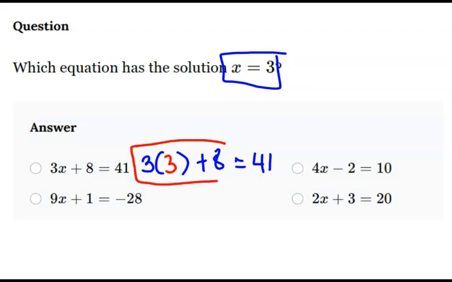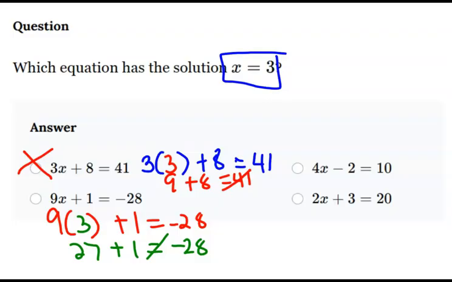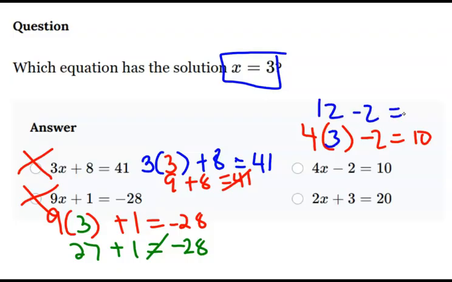You can pick up your calculator and type all of this at once, or you can compute it using mental math. 9 plus 8 is not 41. So this is not the correct solution. Again, with our next equation, we're going to erase and replace the variable x with a 3. And 27 plus 1 is not negative 28. And then we continue. Over here, we'll erase and replace the letter x with a 3, and 12 minus 2 is in fact 10. So we found our solution.